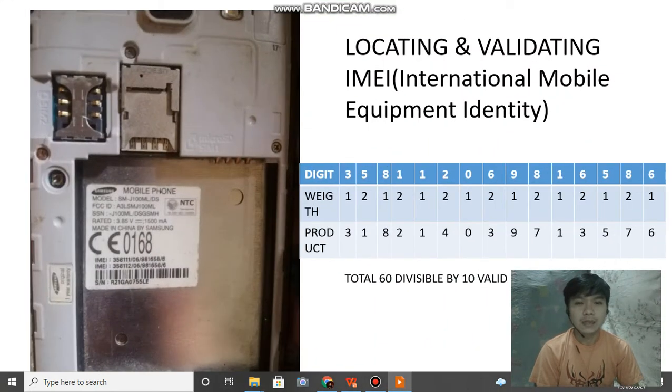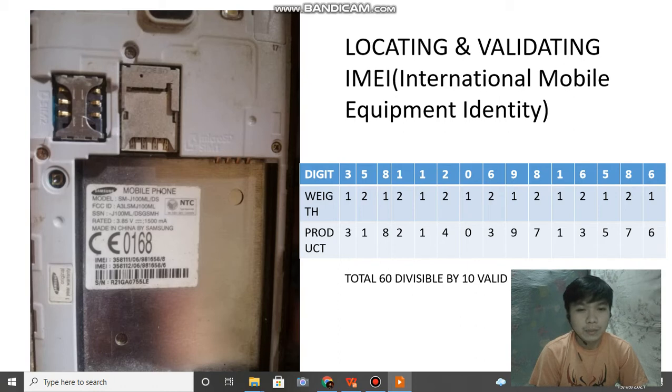So next is locating and validating the IMEI, or International Mobile Equipment Identity. You can locate the IMEI of your mobile phone at the back of your phone. To identify if it is valid or not, we have to use the Luhn algorithm. First, you put the digits of your IMEI. Then you use the Luhn algorithm, specified as the weight. Then the product: you multiply the digit times the weight.